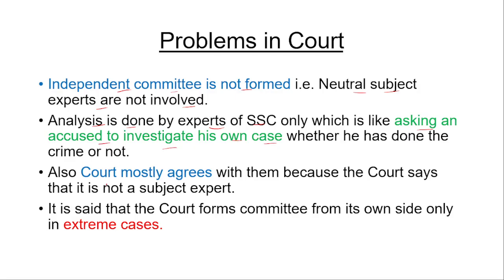And also the court mostly agrees with them because the court says that it is not a subject expert. And it is said that the court forms a committee from its own side only in extreme cases. And these recruitment things are not considered extreme.